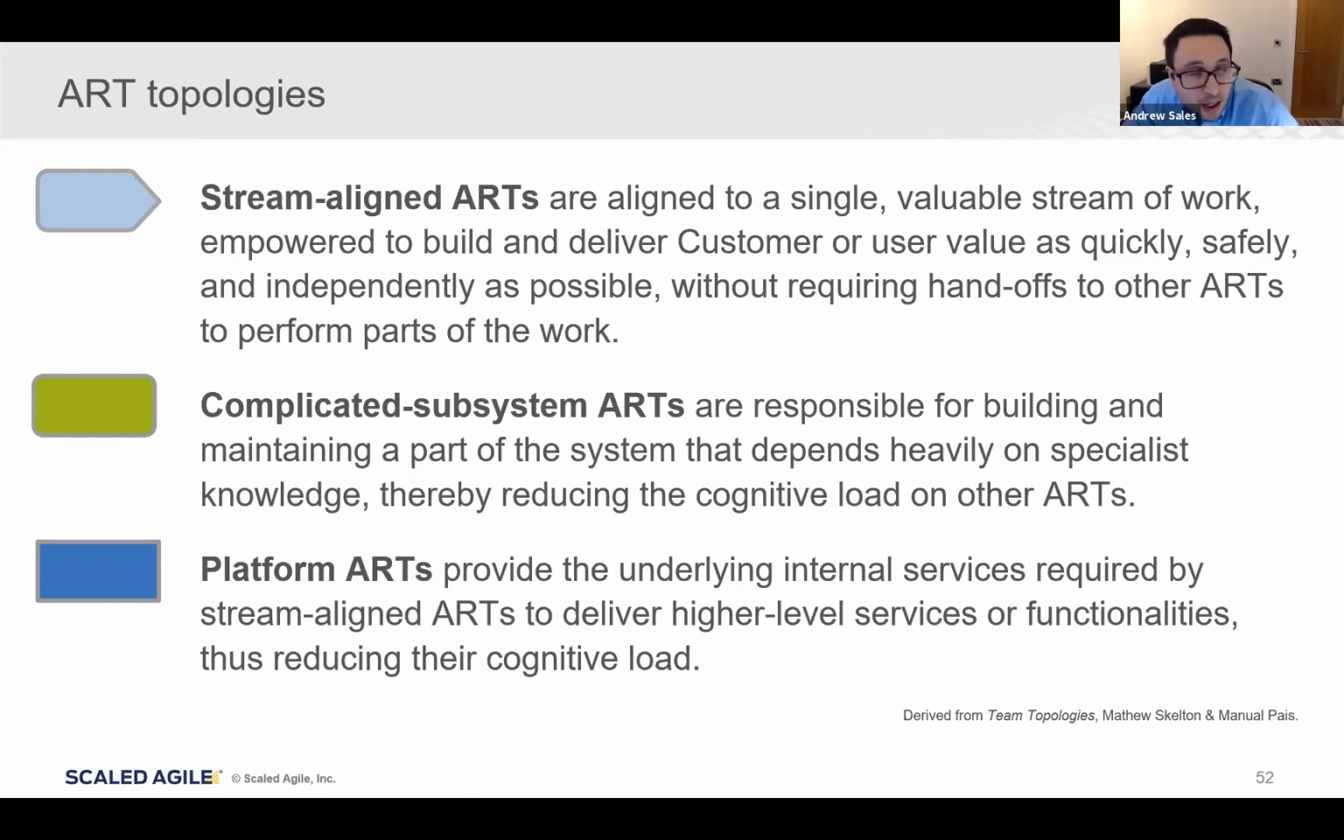So we recognize 3 ART topologies: the stream-aligned ARTs, aligned to a single valuable stream of work, a solution, a portion of the solution, but they can release independently without requiring handoffs to the other ARTs. The complicated subsystem ART, this is where we need deep expertise, where it wouldn't make sense to ask the stream-aligned ARTs to pick up that work. And then the platform ARTs, of course, building the reusable services that the other ARTs can make use of.